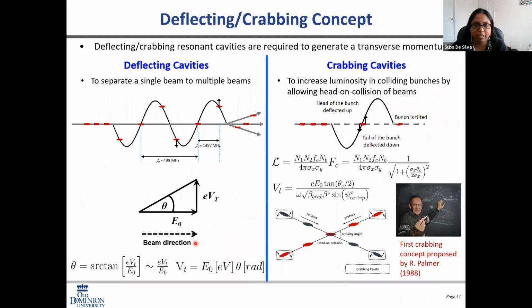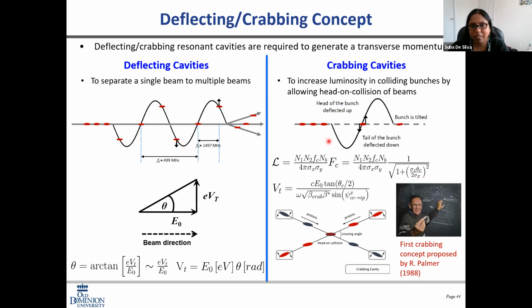So let's quickly go on to the deflecting and crabbing cavities. As I explained, the cavity geometry doesn't change based on whether it's a deflecting cavity or crabbing cavity. It all depends on the RF phase at which the voltage is applied to the particle. If you apply the voltage at the center of the bunch, like shown here, the whole bunch gets deflected. That's what we call a deflecting cavity, where the whole bunch is deflected. What you need is a transverse electric field to kick the whole bunch.